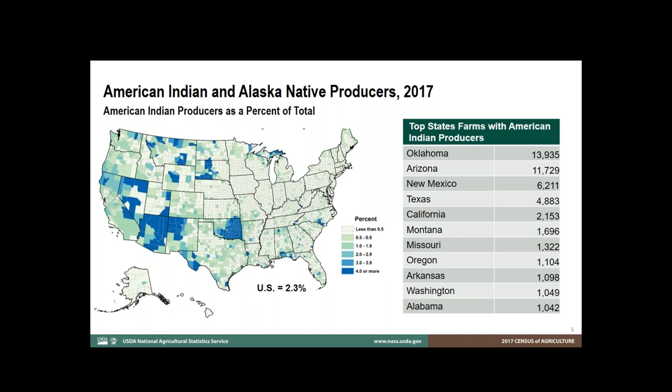Now let's talk about where American Indian and Alaska Native operated farms are, and where are the top states for American Indian producers. You can see this map is a little different than the map of all U.S. farms. This is also a county level map, but instead of the number of farms, it shows the share of farms operated by American Indian producers. And again, you can see some large concentrations of American Indian operated farms in Oklahoma, in the Southwest, and again in the Northern Plains, and then in some locations in the Eastern United States.